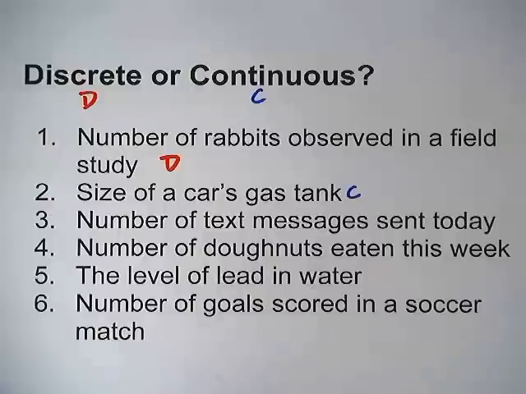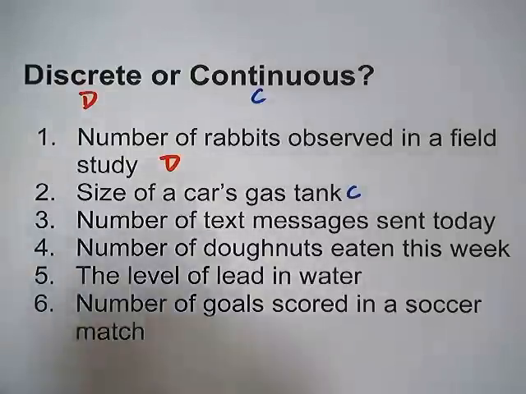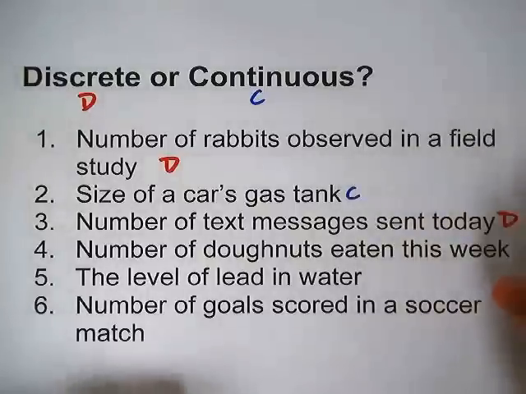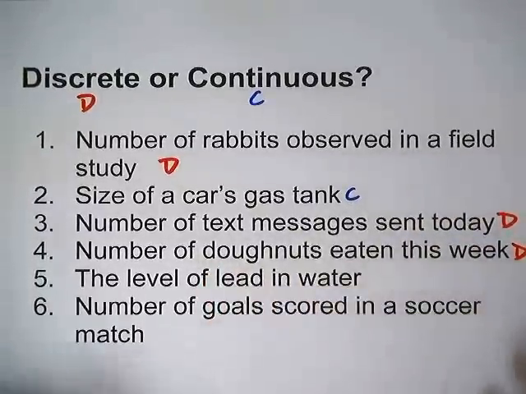All right, number 3, number of text messages sent today. I would say that one would certainly be discrete. We can't send 50.35 text messages in a day, so there are gaps between possible data values. Number 4, number of donuts eaten this week. I would definitely not say that I ate 2.98473 donuts this week. So again, that one would be discrete. You could say, I've eaten 3.5 donuts a week, but you're not really going to get any more specific than that.